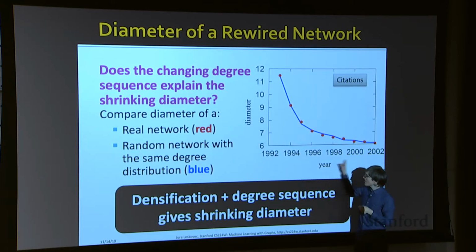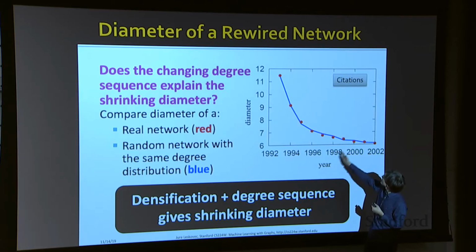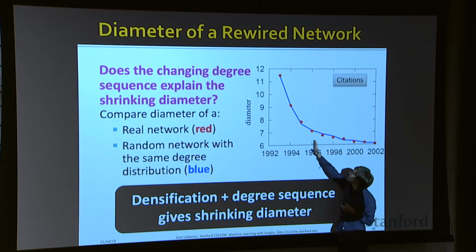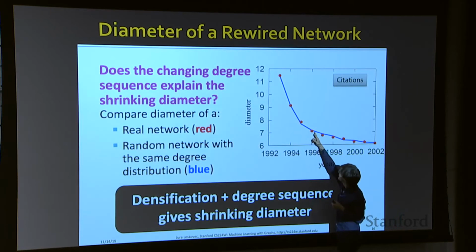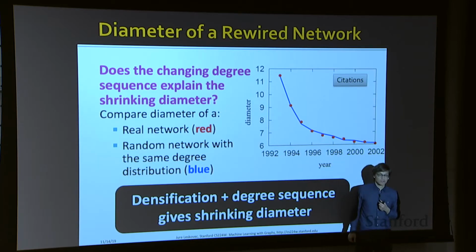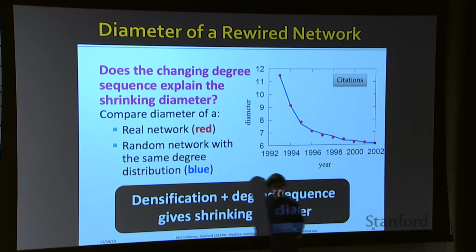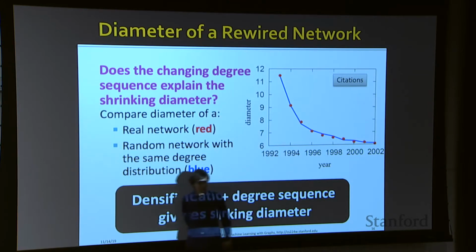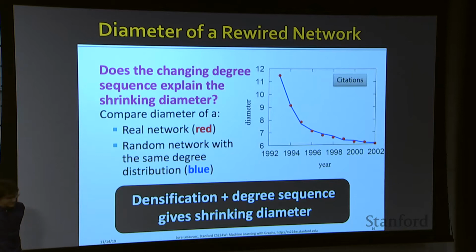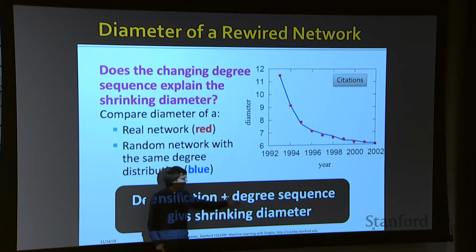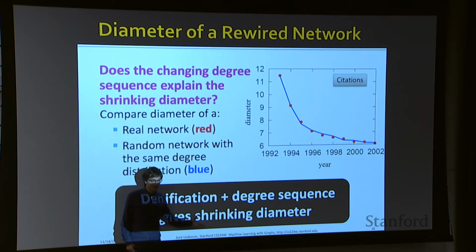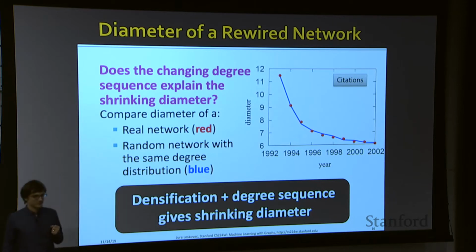So this is time, and this is the arXiv citation network. Red dots are diameters as a function of time, and the blue line is the diameter of the network that has the same number of nodes, the same number of edges, and the same degree sequence as the red dots. And you see that the blue line follows the red dots super well. So what do I learn from this? I learned that densification plus the evolution of the degree sequence leads to shrinking diameter. Are you convinced?